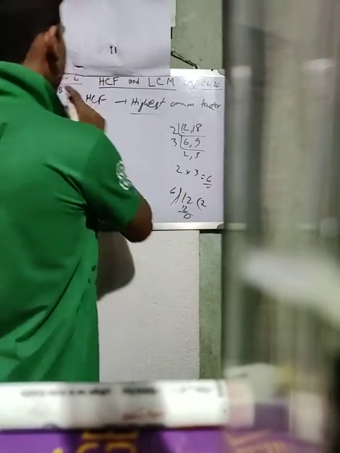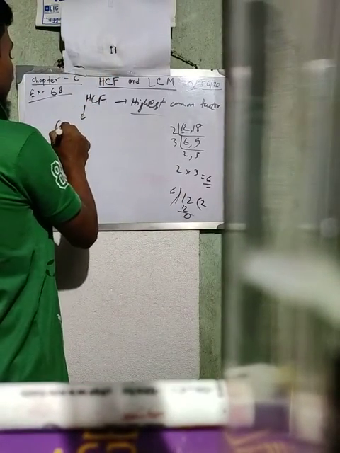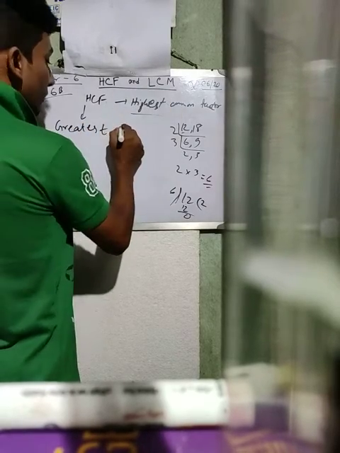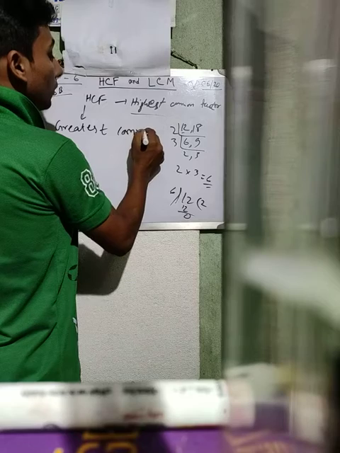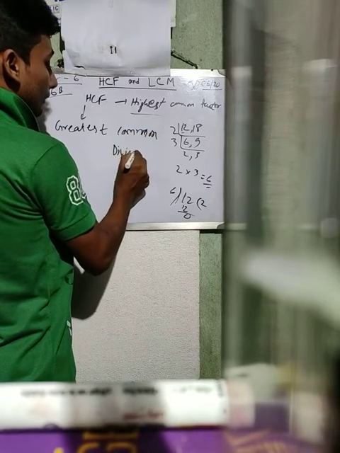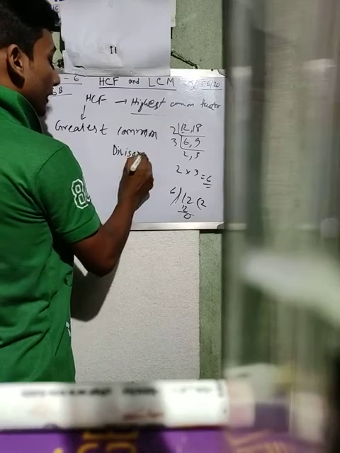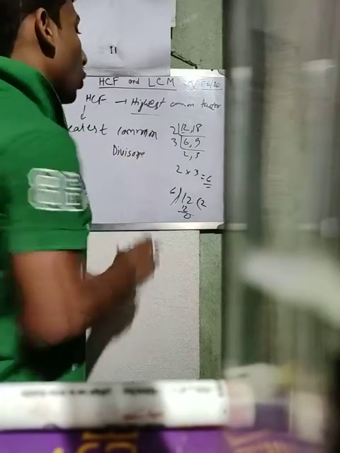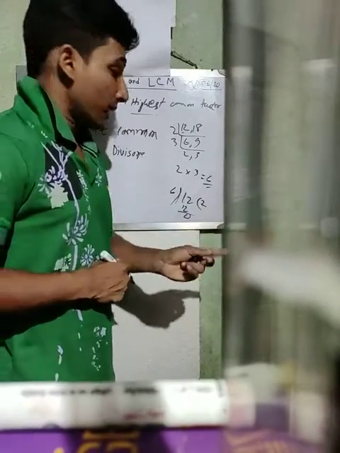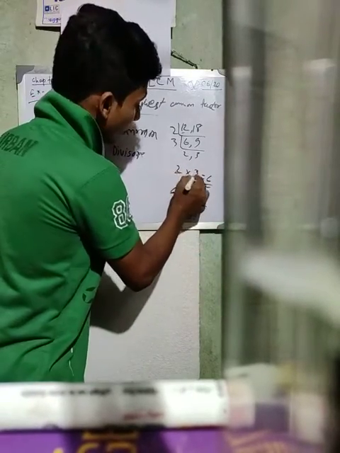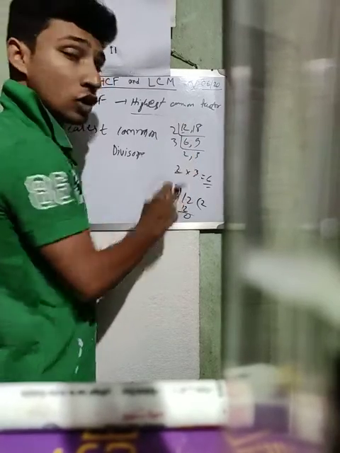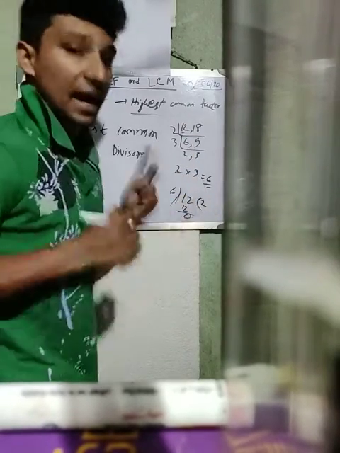So we can say HCF is the greatest common divisor. Why do we say HCF is the greatest common divisor? Because 2 is a divisor and 3 is a divisor. 2 is a divisor of the dividend 12 and 3 is also a divisor. But 2 into 3 is the maximum.